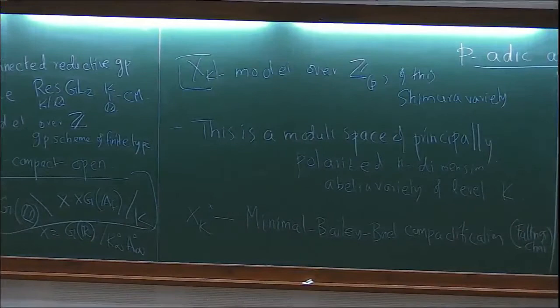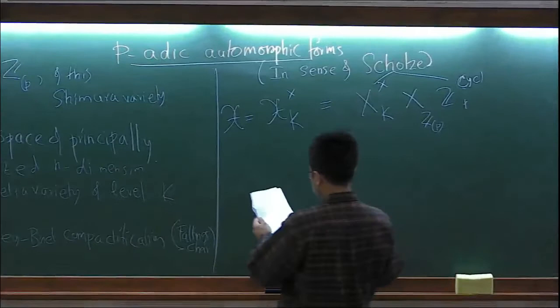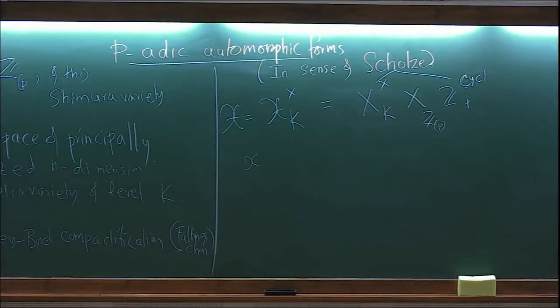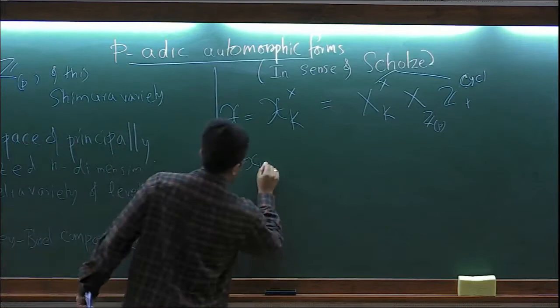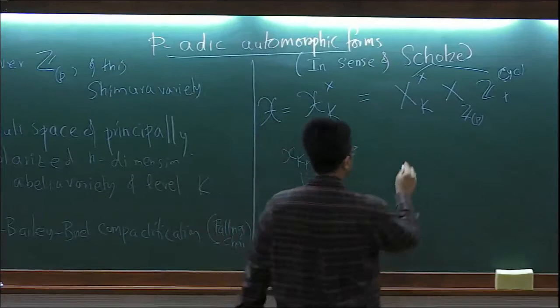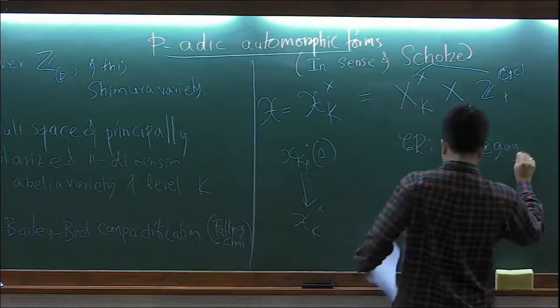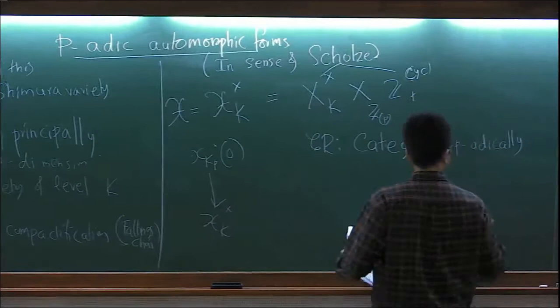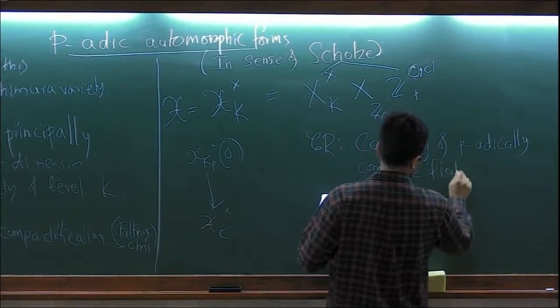So to do that, I define this. Intuitively you have a map like this, and then you need to have this xkp star of 0. This is this object here. To define it, I remember last time I was looking at this category of p-adically complete flat Zp cyclic algebras.